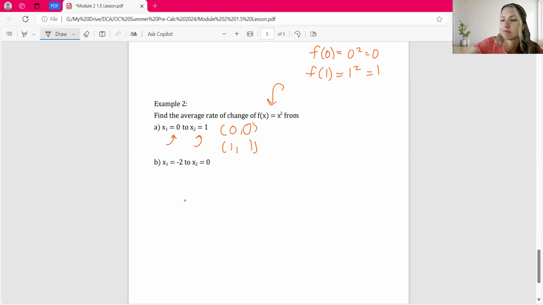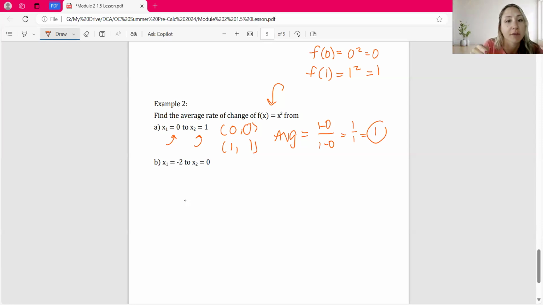So we will write it just like normal. I'm going to have average rate of change: 1 minus 0 over 1 minus 0. So I'm going to get 1 over 1, which means the average rate of change is 1. The slope is 1 from x1 equals 0 to x2 equals 1. So let's talk about that slope. It's positive, right? It's slowly increasing. And that's important because I want to then compare it to the slope of the next one here. So let's try this again.